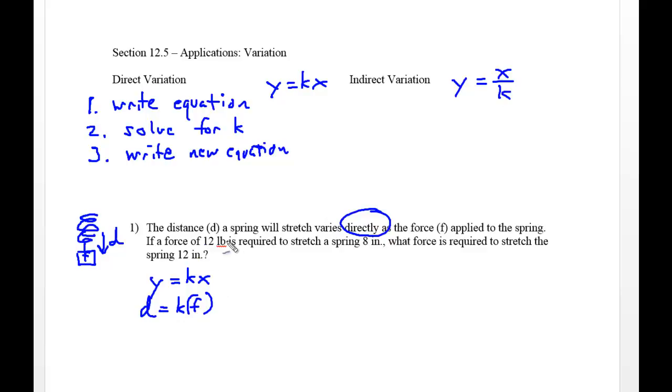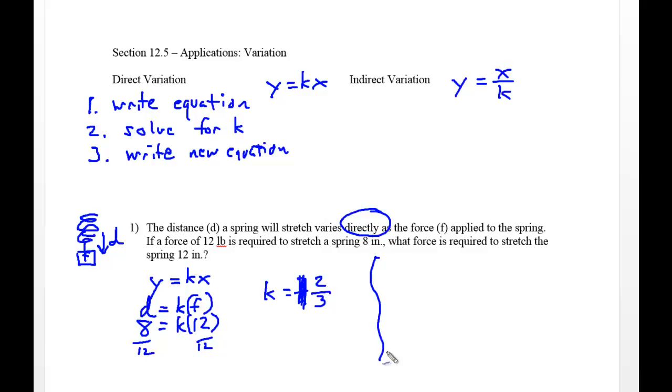Now, it tells you in the problem if a force of 12 is required to stretch a spring 8 inches, what force will be required to stretch the spring 12 inches. So this is going to figure out our letter k, and if I divide both sides by 12, k is equal to 8/12, or 3/4. Or you could change that into... 8/12 isn't 3/4, 8/12 is 2/3. Sorry about that.